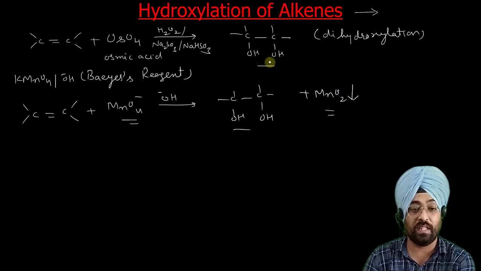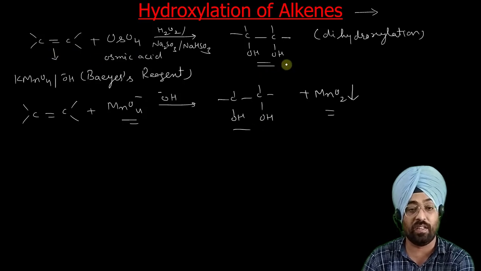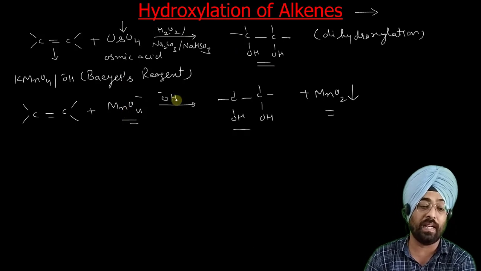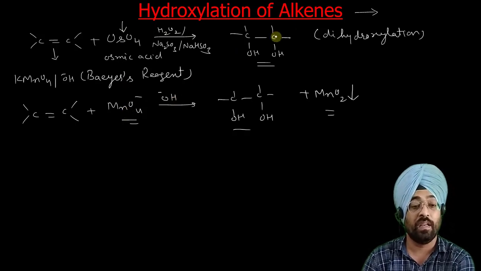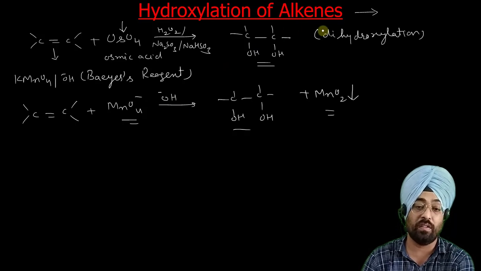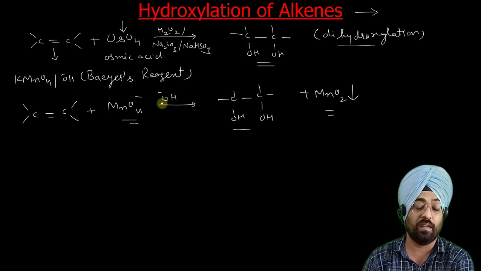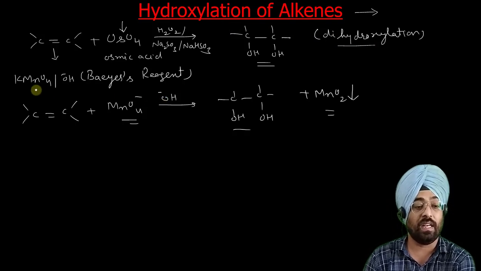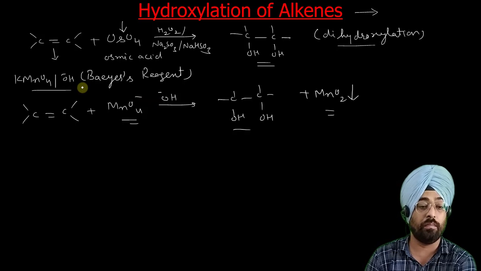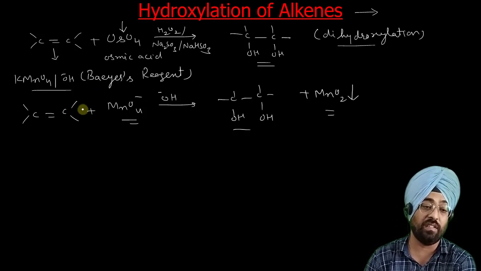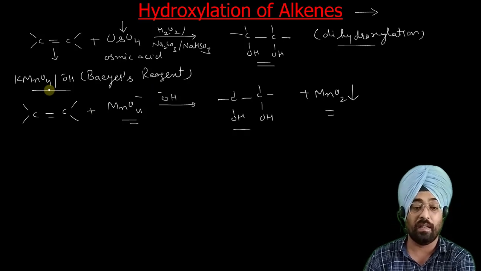So this reaction, in which an alkene gets converted to a diol with the help of either osmic acid or permanganate in the presence of some base alkali, we call hydroxylation of alkene. Basically it is a dihydroxylation, but it is commonly called hydroxylation of alkenes. And this alkaline solution of KMnO4 is called Bayer's reagent. That is also a test for unsaturation, Bayer's test: if some unsaturation is present, then it discharges the color of this KMnO4 and the product is diol.